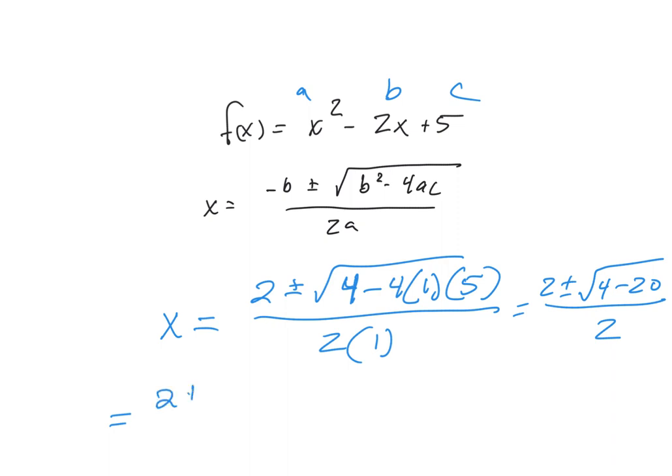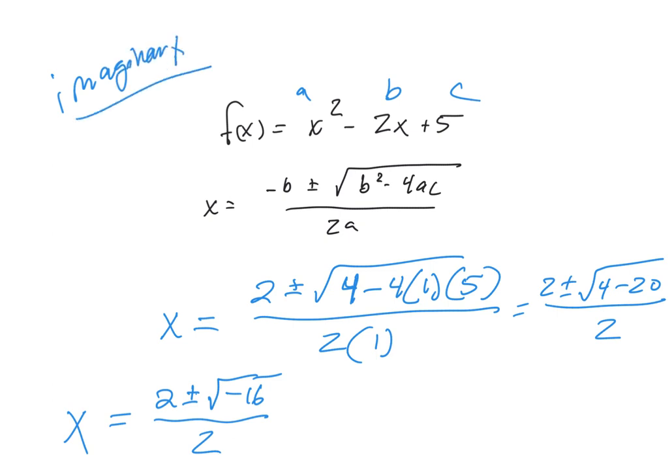Because I'm going to have 2 plus or minus the square root of negative 16, divided by 2. And in the past, you've said there's no way you can take square roots of negative numbers. In the real number system, you are correct. But in this case, it's imaginary. You might be thinking, but does that really exist? The answer is yes, it does. Imaginary numbers do exist. We call them imaginary because we used to call the other ones real. Well, if they're not real, then they're imaginary.